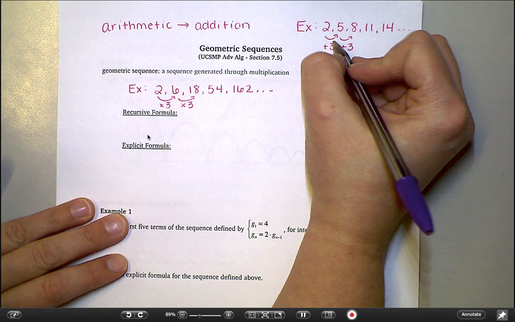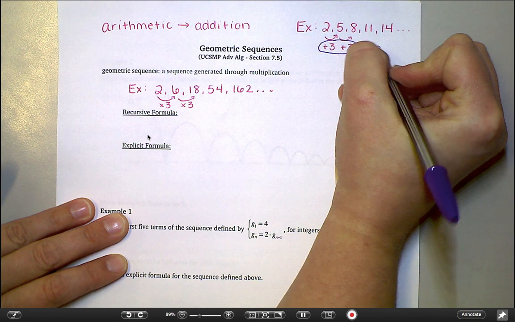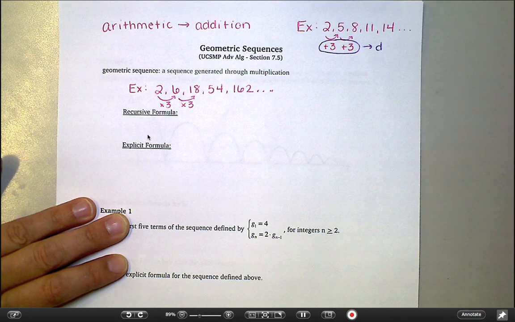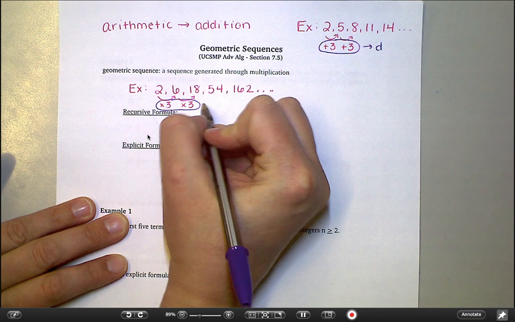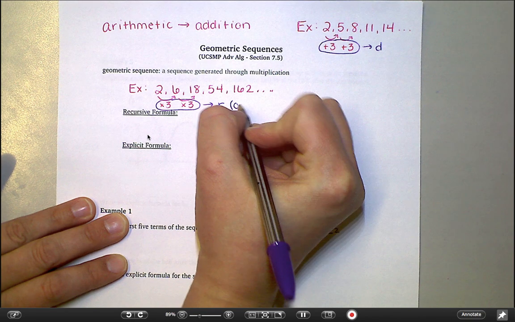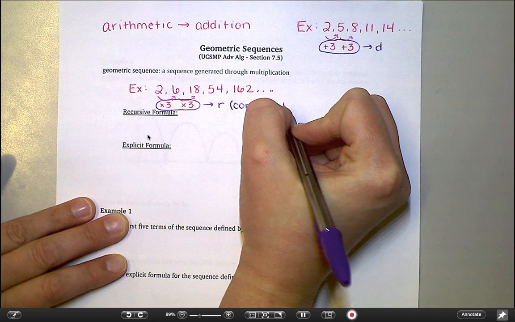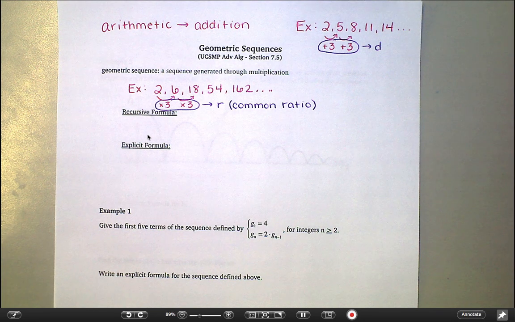Just some more vocabulary for you. If you recall back in the arithmetic sequences, this number that we were adding over and over again, we called that D. That represented the common difference, or I'm sorry, the constant difference. In a geometric sequence, when you've got that multiplier, we're going to refer to that as the R value, and R is the common ratio. And ratio just means the thing that you're multiplying by every time. The common ratio.